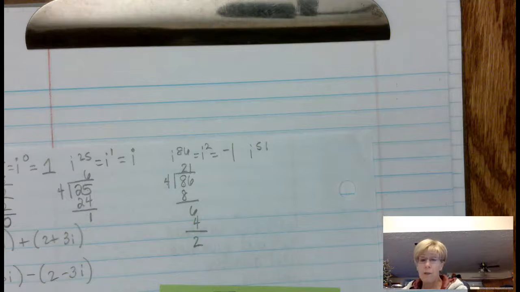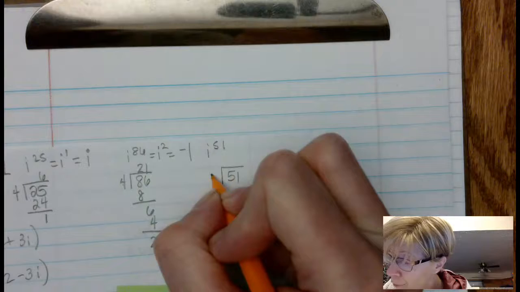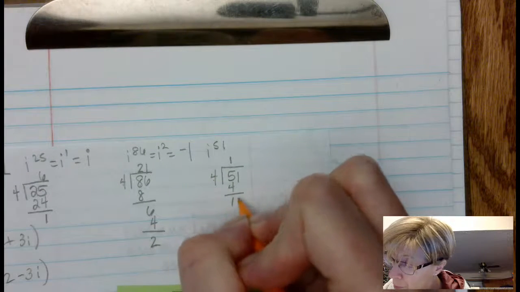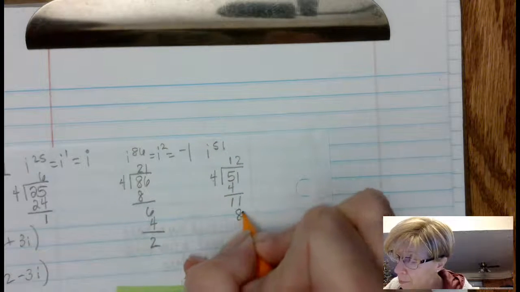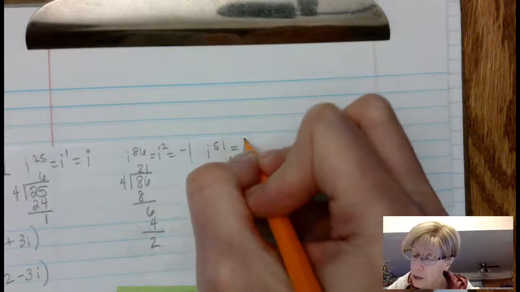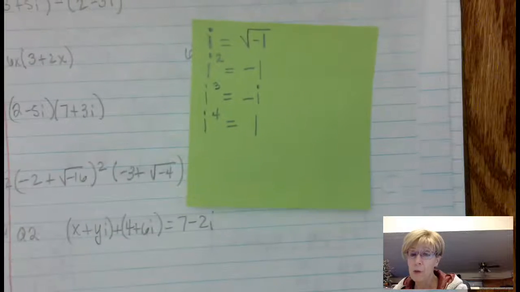And then i to the 51st, again, divide by 4. 4 goes into 5 once. Then 4 goes into 11 twice. Our remainder is 3, so this is the same value as i cubed. And again, look at your green post-it note, i cubed is -i.